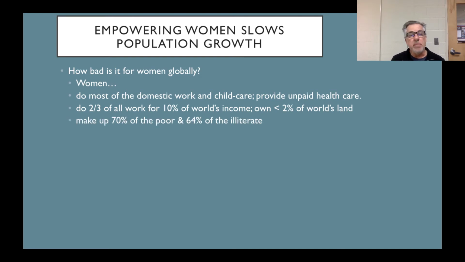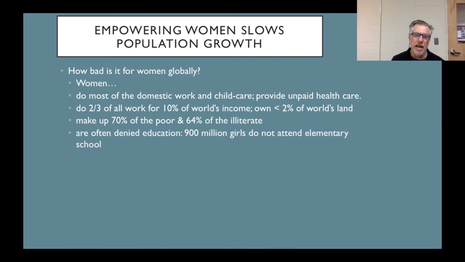Women make up 70% of the poor and 64% of the illiterate. So women have been disproportionately singled out in the poor and the illiterate. Women are often denied education.